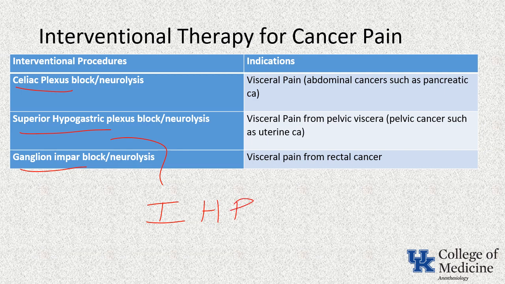The celiac plexus is going to be primarily for abdominal cancers, mostly studied in pancreatic cancer. The superior hypogastric plexus block is for pain or cancer in the pelvic viscera, such as uterine carcinoma. Ganglion impar block or neurolysis is the treatment of visceral pain from rectal cancer. The inferior hypogastric plexus block is somewhere in between, for pain coming from in between these two structures, or potentially both.